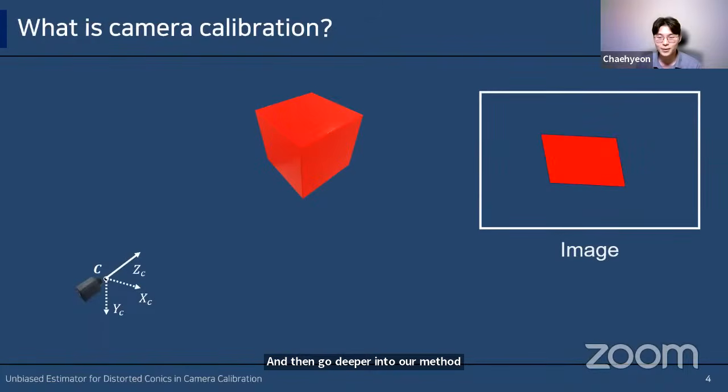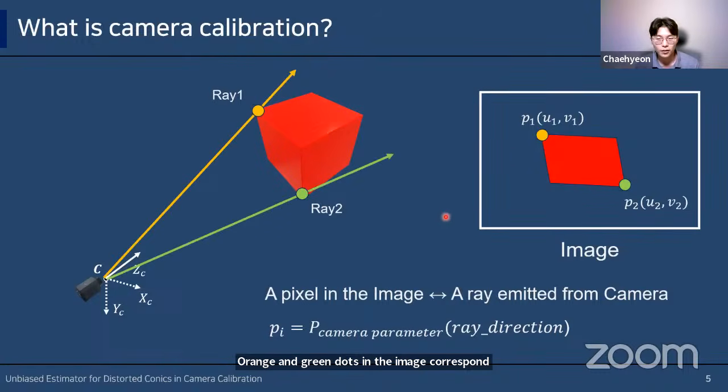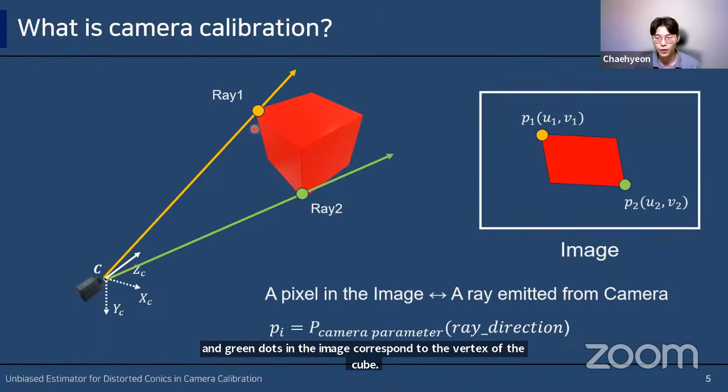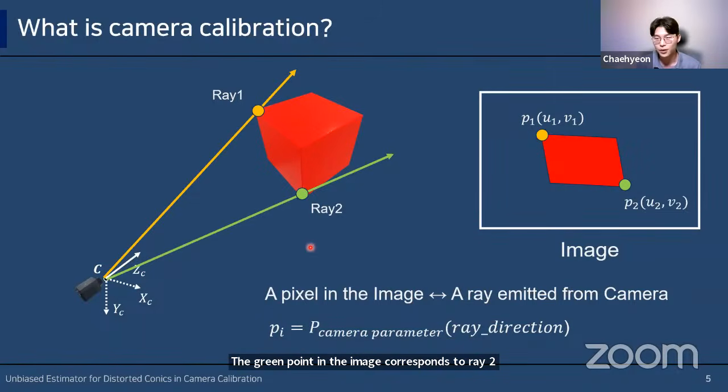Let's imagine that we are looking at a red cube through a camera. The frontal face of the cube may be observed as a square in the image like this. We know that the orange and green dots in the image correspond to vertices of the cube. In fact, the orange dot corresponds to ray 1 rather than a 3D point. The green point in the image corresponds to ray 2. It means that a pixel in the image corresponds to a ray passing through the camera.